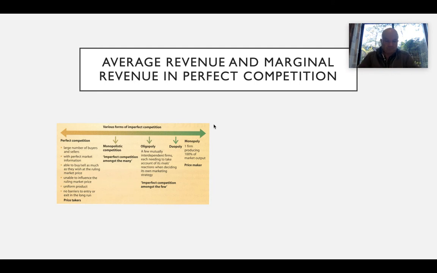Okay, so in terms of the way in which average revenue and marginal revenue is calculated, that is obviously going to have an impact in terms of the market structure that we're talking about. Now, if we're talking about a perfectly competitive market, let's start at that point, and then we'll come back and look at some of the other types of market structure at a later stage.